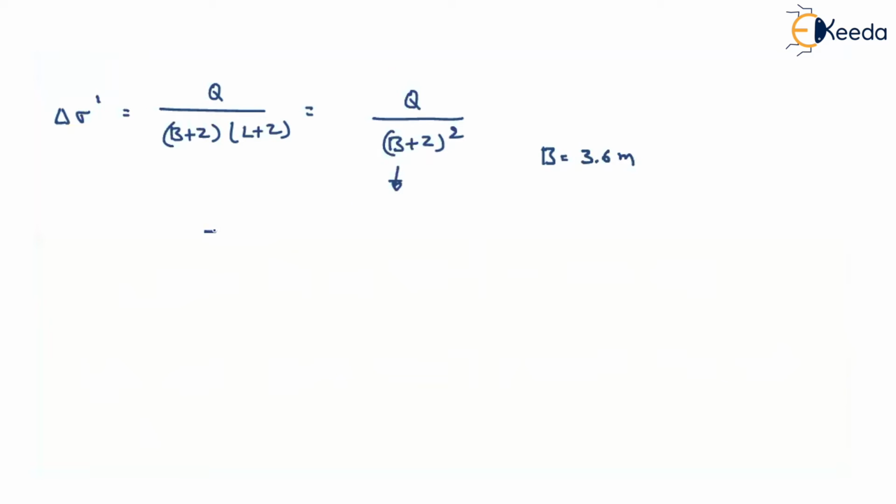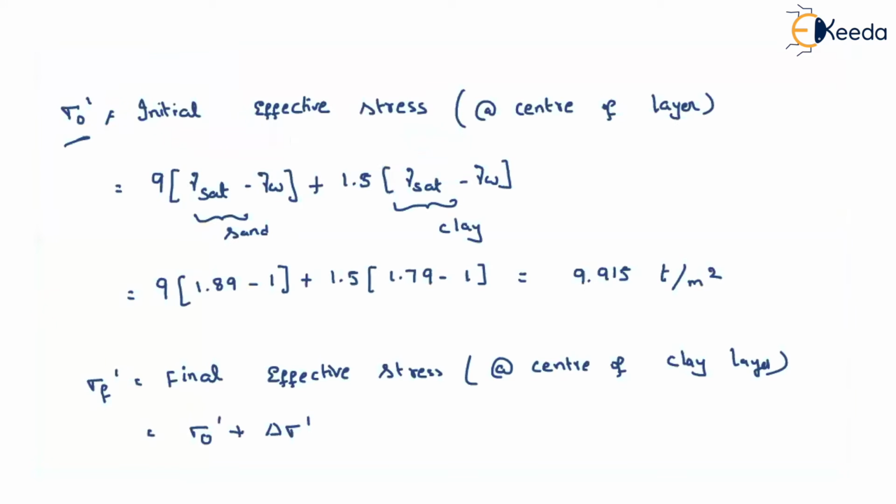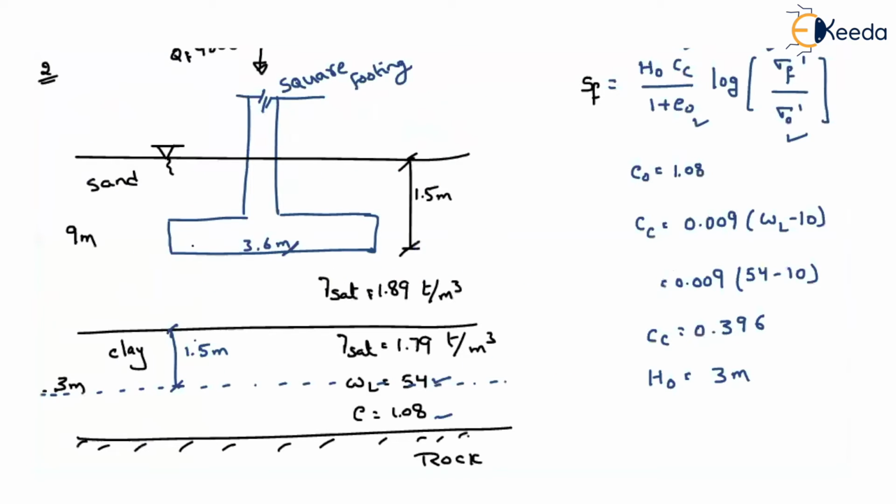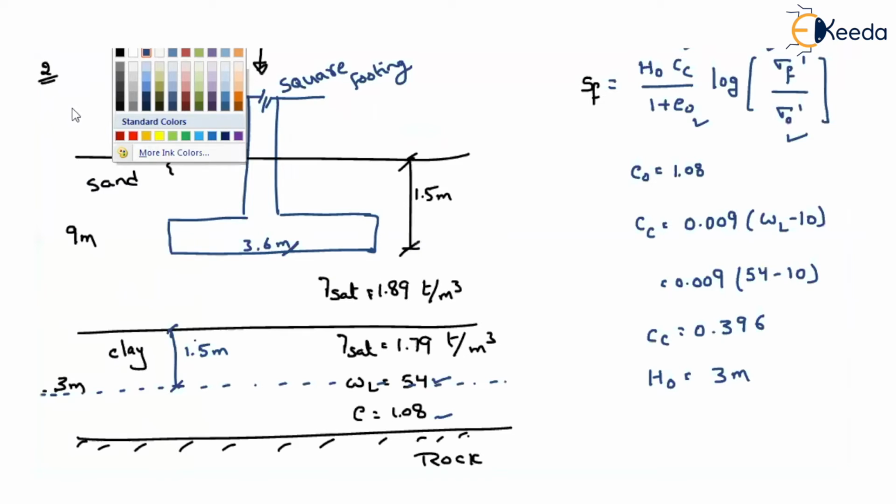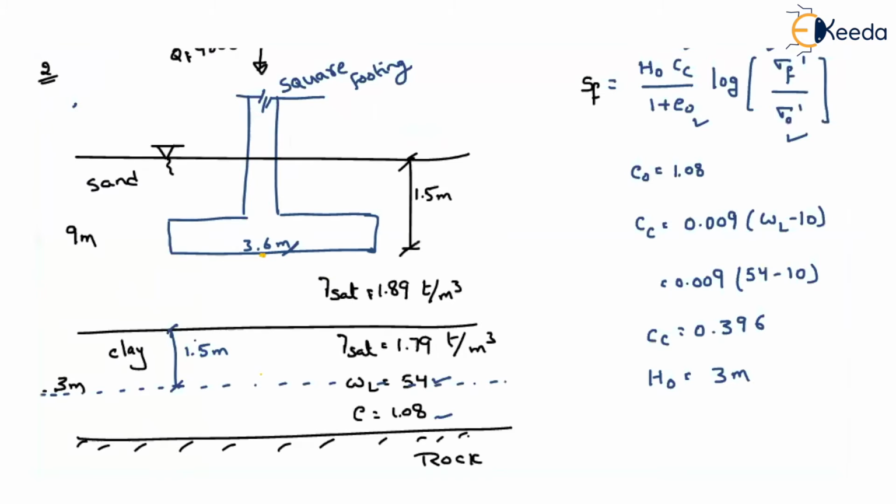Then what about the Z value? Z is nothing but the distance from the bottom of the footing to where you are finding the settlement, that means to where you are finding the effective stress at this point. So from here to here, what is the thickness? We know that it is 1.5.